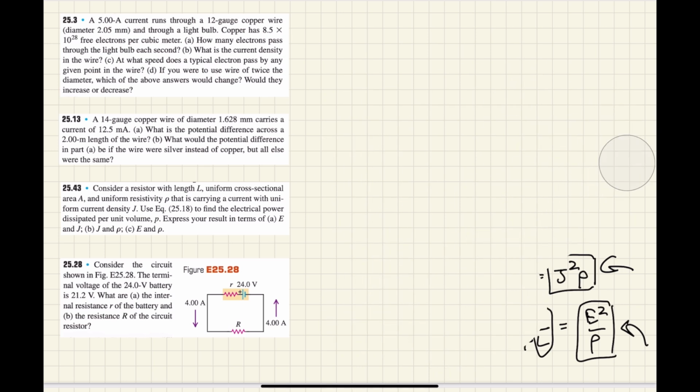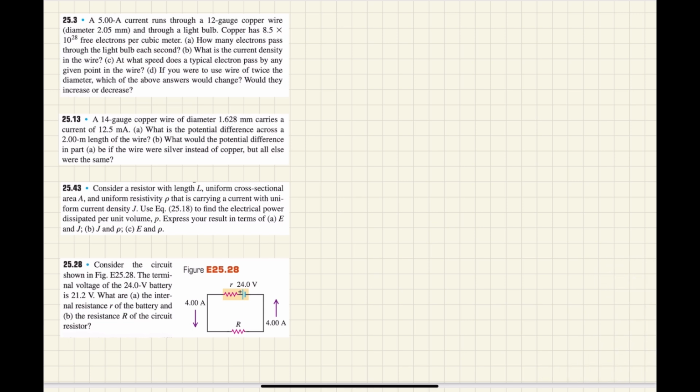Moving on to 25.28, which is about EMFs and circuits. So the voltage of the battery is 24 volts, but the real voltage is 21.2 volts. And so we need to find out what the internal resistance of the battery and the resistance R of the circuit is.